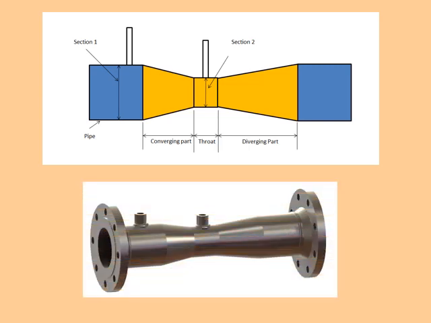This figure shows the actual construction of a venturimeter. The two ends of the venturimeter are connected with flanges in order to connect to the pipe, and there are two openings here, one opening at the throat and another opening at the regular pipe diameter.